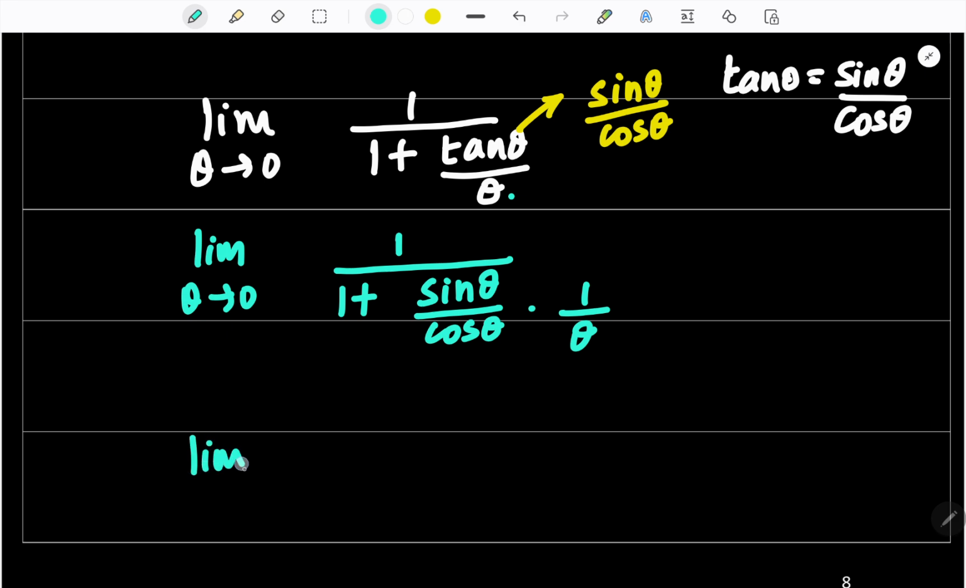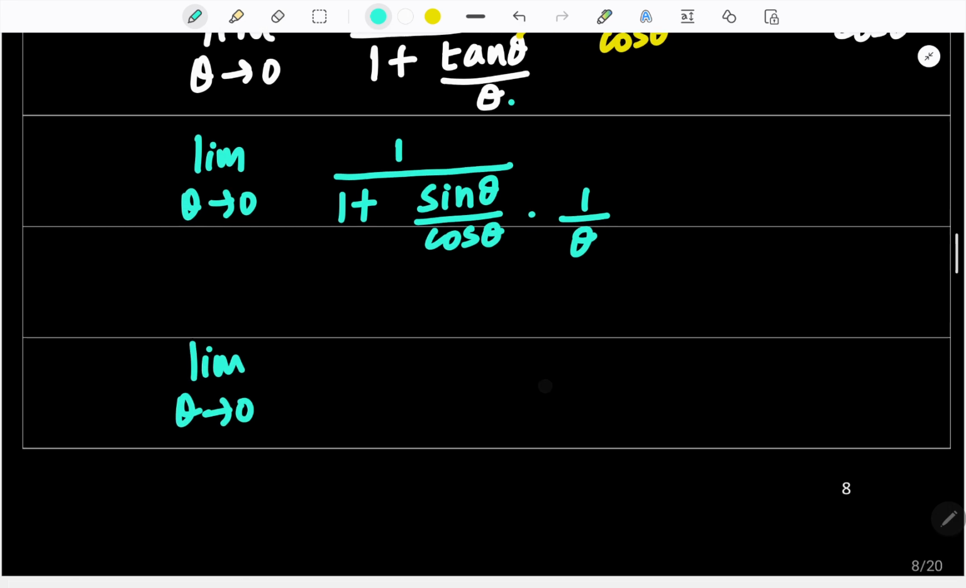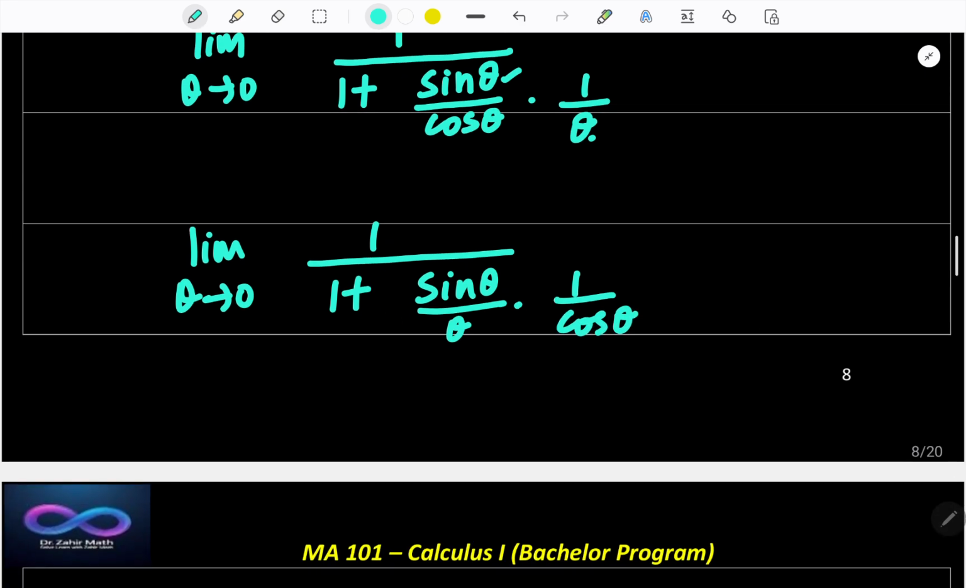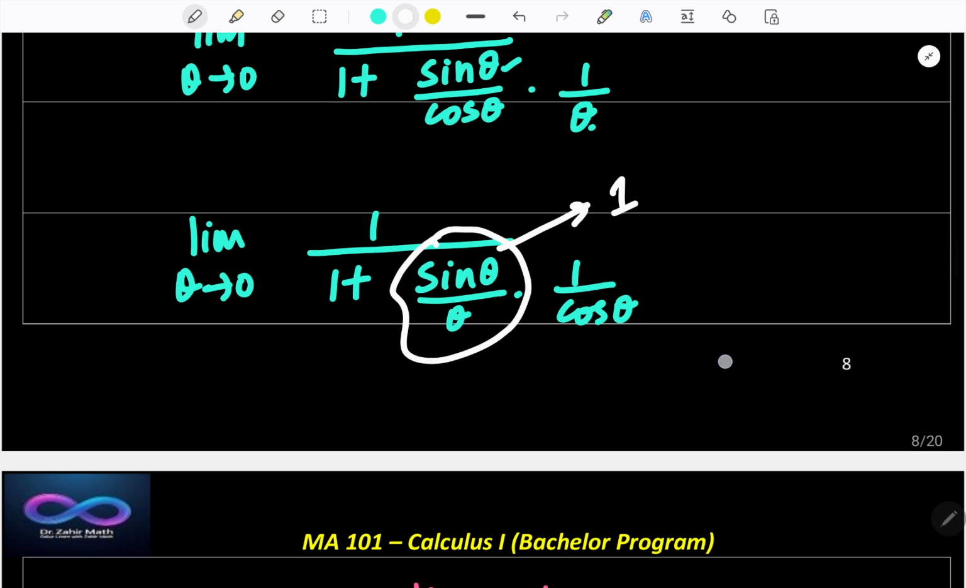So now limit theta tends to 0, right? 1 divided by 1 plus, this one I take for this theta, sin theta divided by theta. Then I write 1 by cosine theta. Is it okay? Right. So now limit theta tends to 0. This sin theta divided by theta becomes what? 1.